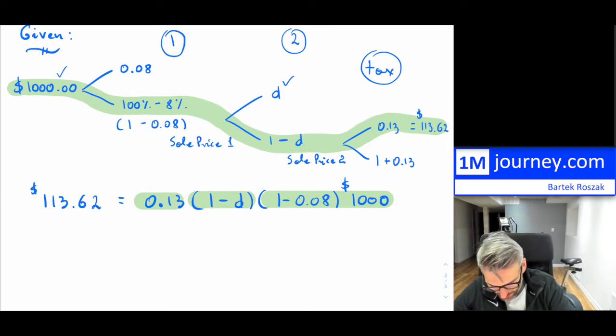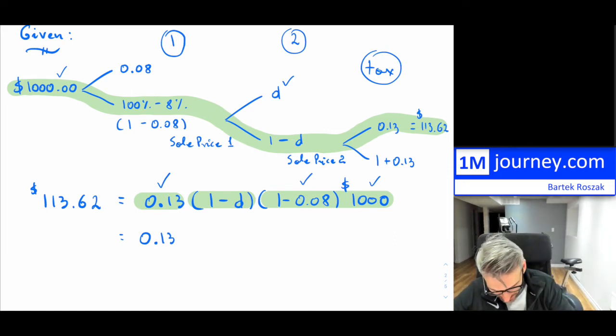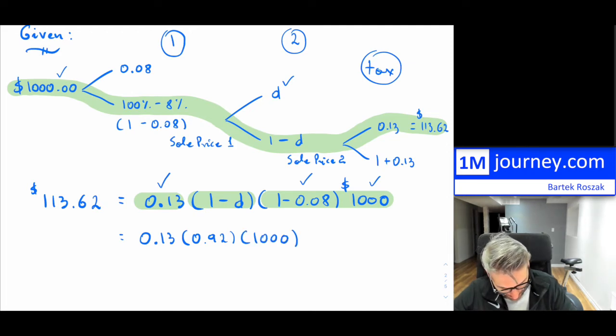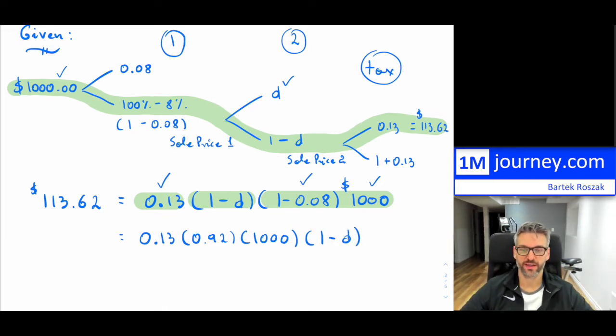Now, because there's multiplication, I can actually rewrite this. What you can do is the following. So you have this, this, and this. These three, I can just exchange the order of the multiplication to make it a little bit easier for myself. So it's 0.13, 1 minus 0.08, which is 0.92, and then times the $1,000. And then I'm going to leave the 1 minus D at the end. That's because the order of the multiplication doesn't really matter, right? We can multiply as we want.